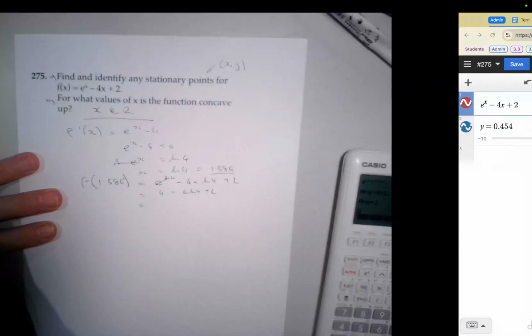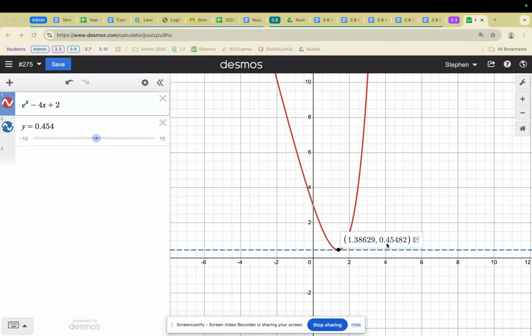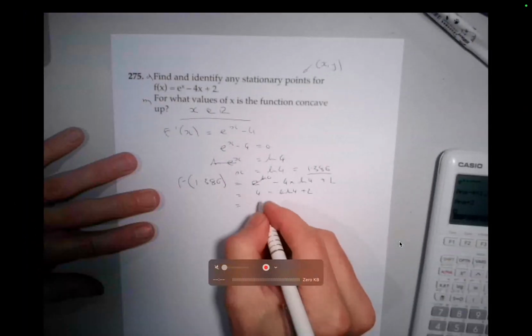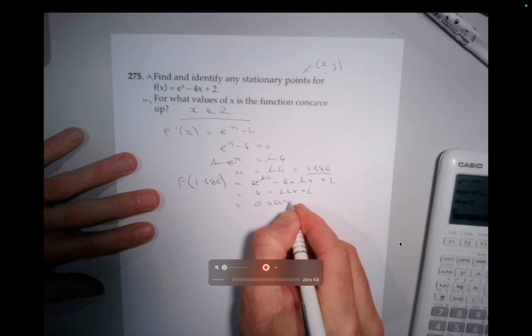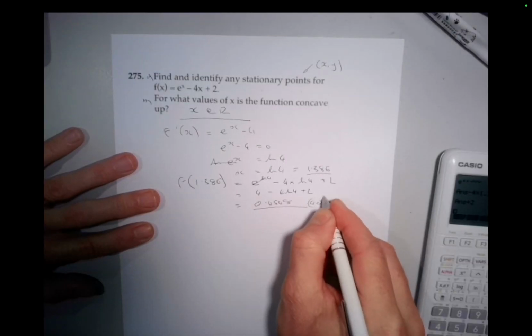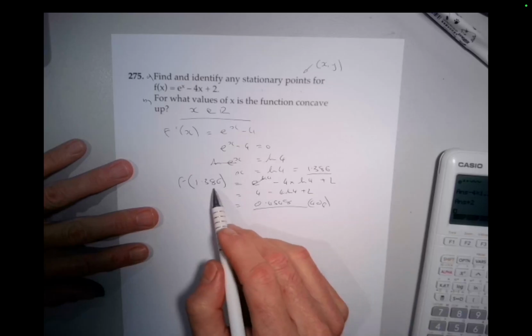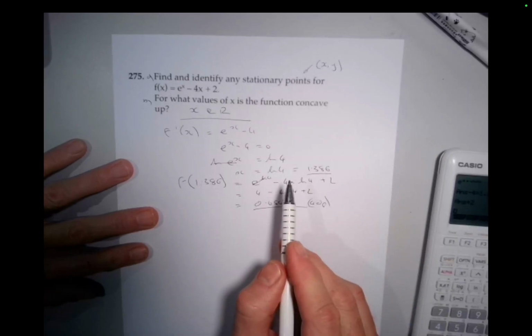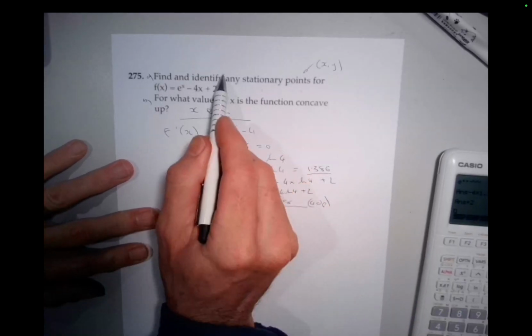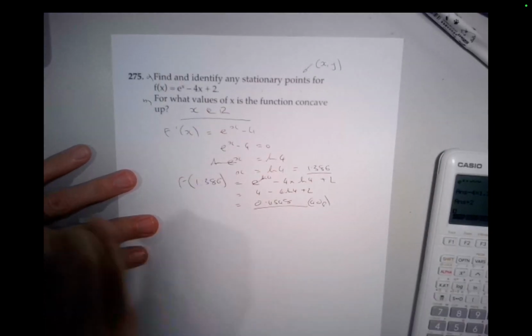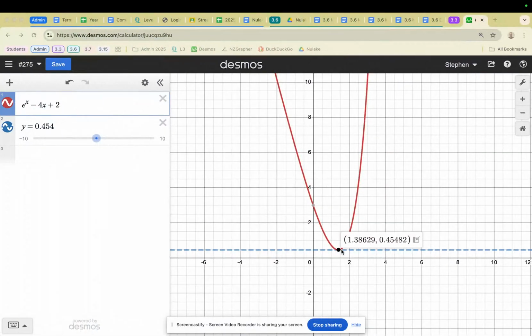And if I'm cheating, it will be 0.4548, 4 decimal places there, just to be consistent. So we've now got our coordinate point. We know it's a stationary point, but now we need to identify it. How do we identify it? Well, what is it? It's a minima.